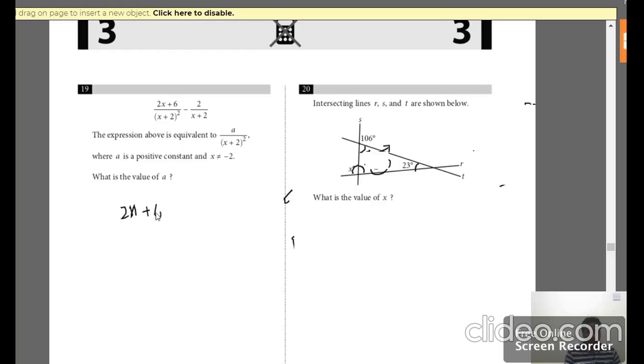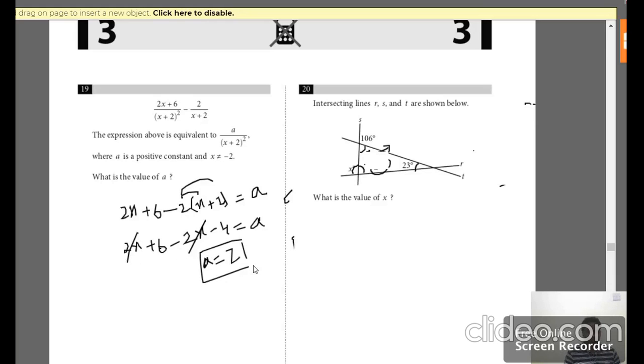So 2x plus 6 minus 2 of x plus 2 is equal to, as they say, equivalent, and we need to work it out and get a. Need not write the denominator as it is equal. So as I said, denominators, if it is equal, cancel out. So you just have to save your time. You don't have to do the long process. Just try and do the answer simple. So here 2x and negative 2x goes out. Upon multiplying this negative 2 with the binomial, 6 minus 4 is 2. So your answer of a is going to be 2.